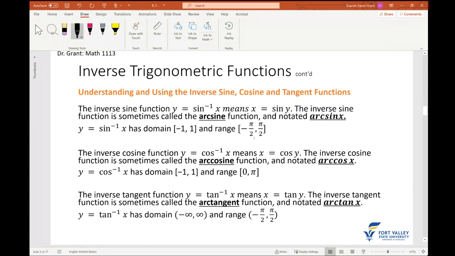Just a little bit of note here, all we need to take away is that we sometimes say arcsine or arcsin of x, representing the sine inverse, or arccosine or arccos of x, representing cosine inverse, or arctangent or arctan of x.